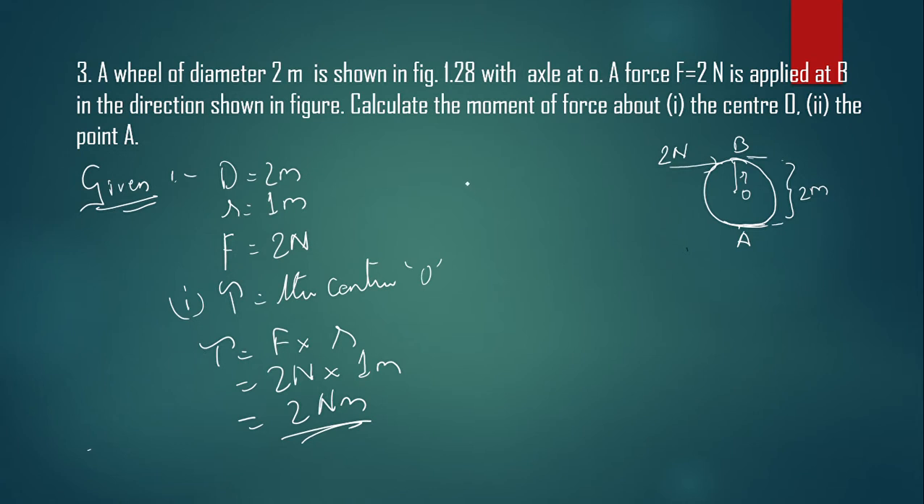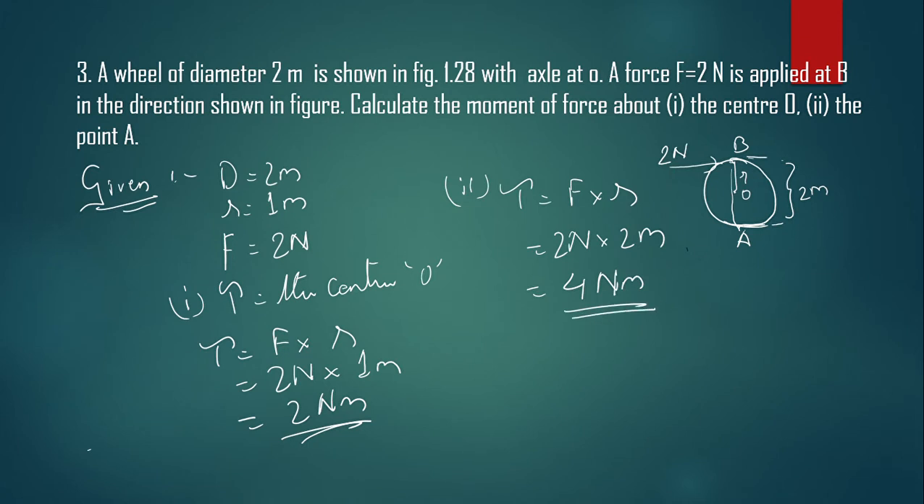Now the second part is, what is the torque at point A? Again, the same thing. The torque is force into distance. Force is 2 Newton. Now the distance is from here B to A, that is the diameter, that is 2 meters. So 2 into 2 is 4 Newton meter. So at point A, the torque will be 4 Newton meter. At point O, it would be 2 Newton meter. All right.